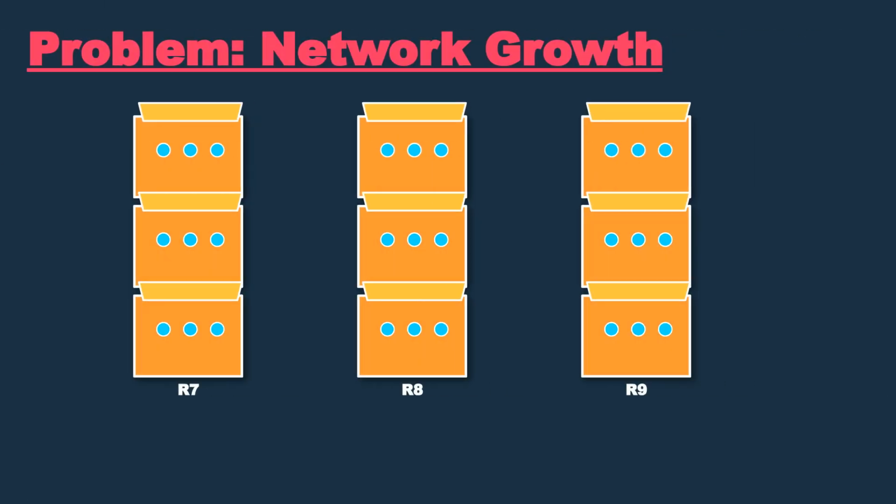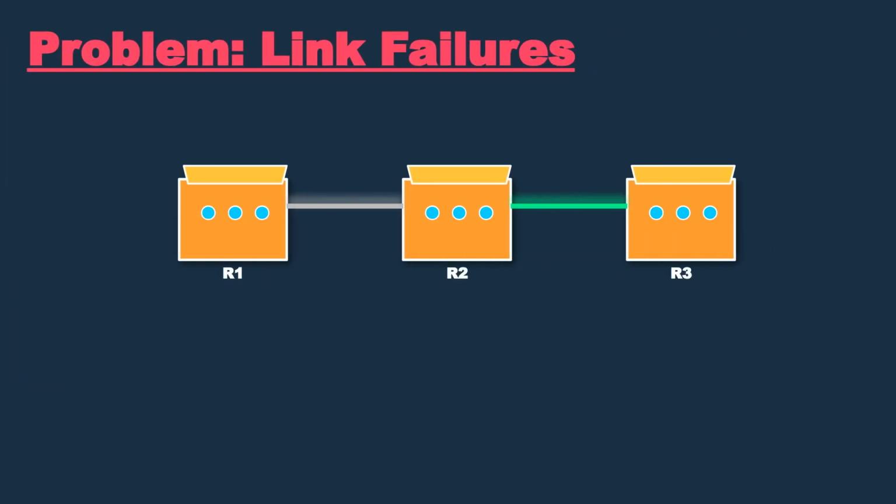However, network growth presents a major challenge for static routing. As the network expands, every new connection requires manual updates on all affected routers, which is tedious and error-prone. Another problem is handling link failures. If a link goes down, static routes won't automatically update. Manual reconfiguration is required to establish a new working path.